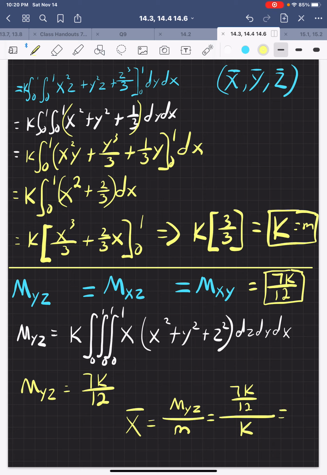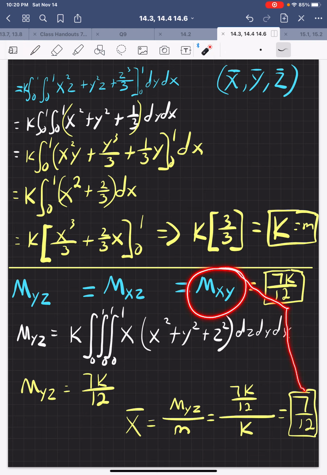Well, what did we get? We just get 7/12. And that 7/12 is going to be the same for all of your x bar, y bar, z bar. So y bar is also going to equal z bar. It's equal to x bar.